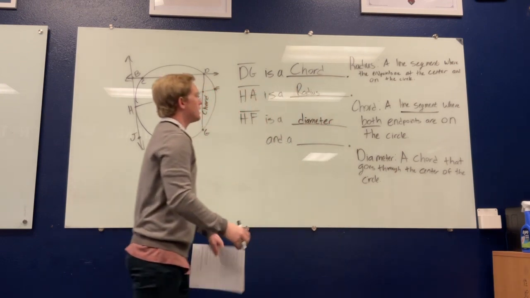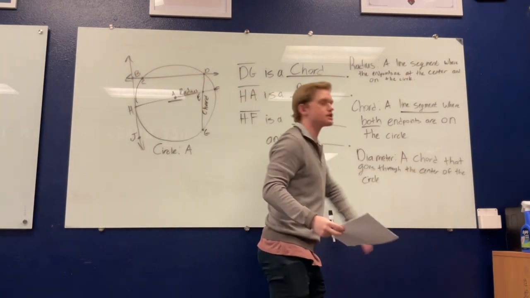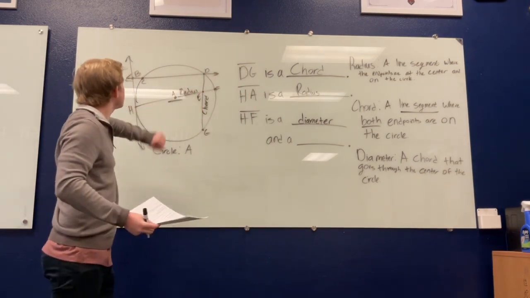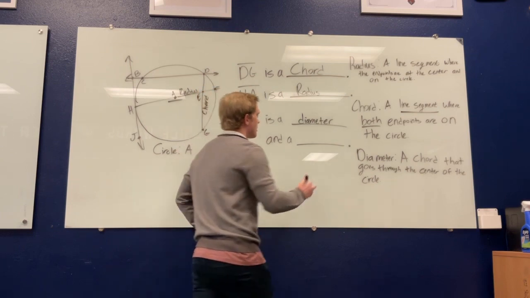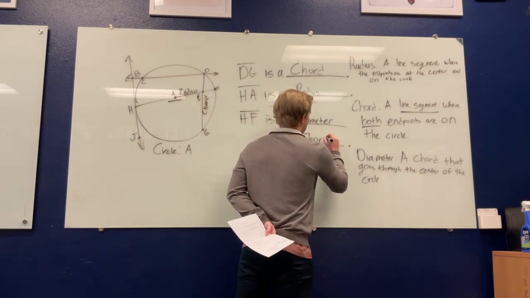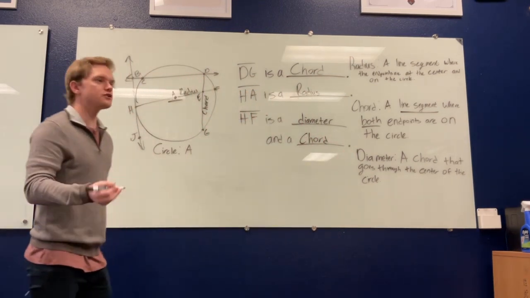diameter. But a diameter is just a chord. It's a special type of chord. It's a chord that goes through the center. So if something is a diameter, then it also has to be a chord. Hopefully this clears up a little bit.